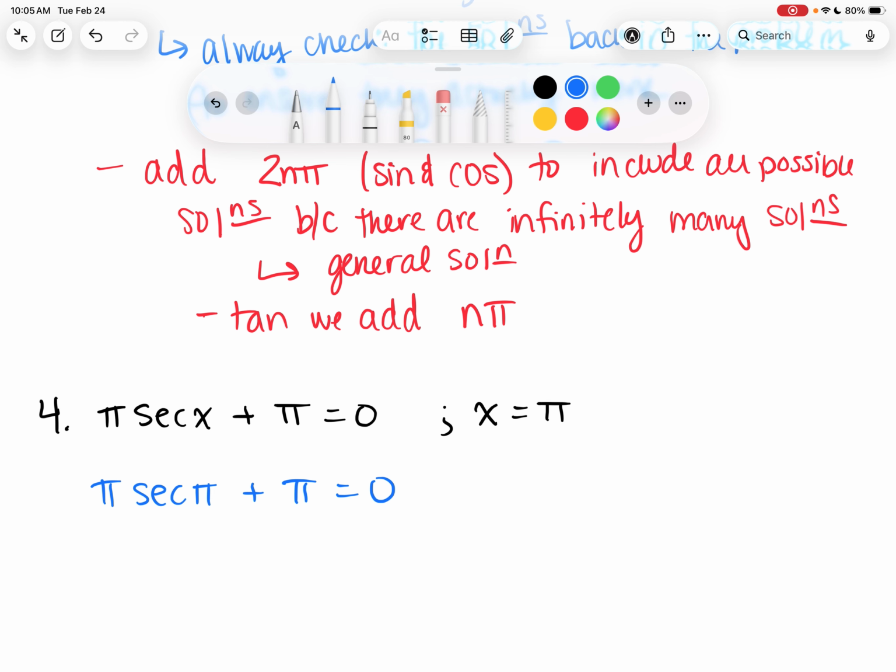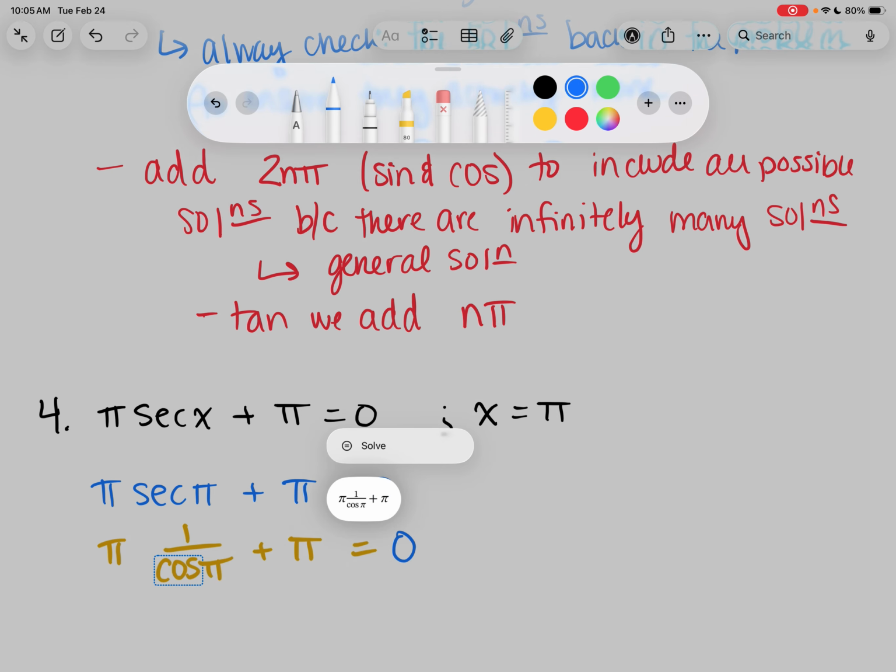So when we get to actually solving equations, it'll be a little different. But while I'm verifying, I'm showing that the left side is equal to the right side, which in this case is going to be 0. So pi times the secant of pi. Well, I need to know what the secant of pi is. So using our identities, right, we know that this would be pi times 1 over the cosine of pi. Well, what's the cosine of pi?